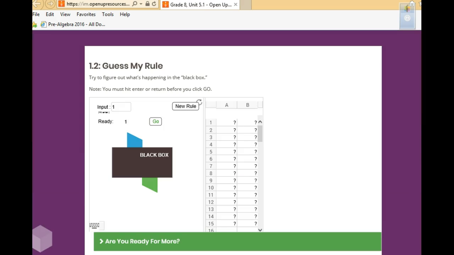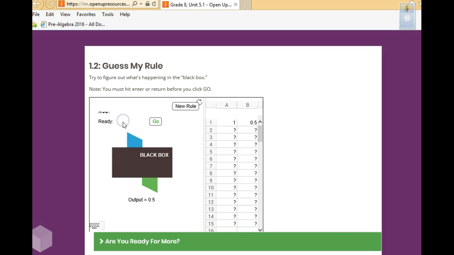But then you go down and you see this guess my rule. What you're going to do is put in numbers, and you can try it a bunch of times. You can put in many numbers. So if we put in 1 and we click go, it gives us 0.5. So I go back here, and I don't want 1. This time I want to put in 5.